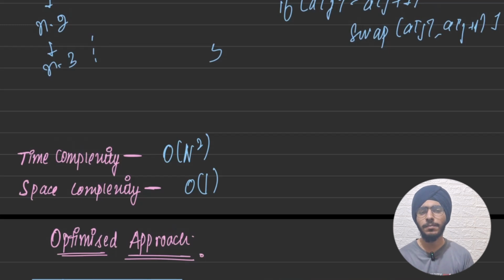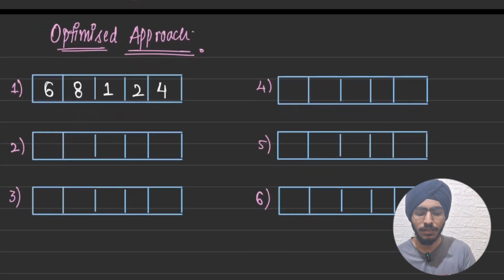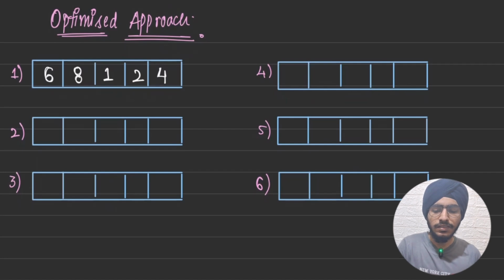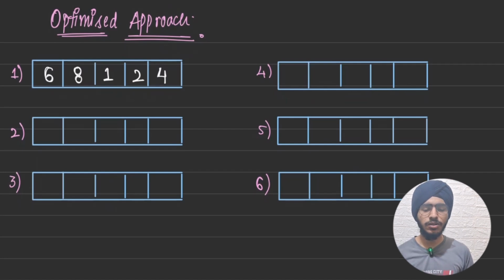So can we further optimize this bubble sort algorithm? Yes, we can optimize. But how? Let's visualize an example and understand. Let's visualize first, then we will get the intuition of how we can optimize it, right? So let's visualize. We have 6, 8, 1, 2, 4. Let's apply the same bubble sort algorithm.